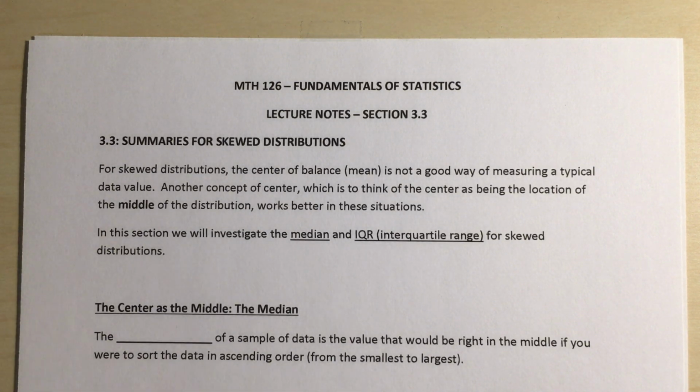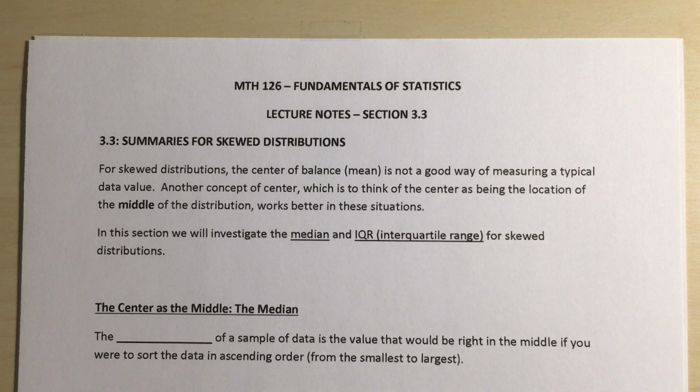The center of balance, or the mean, is not a good way of measuring a typical data value. Another concept of center, which is to think about the center as being the location of the middle of the distribution, works better in these situations. So what we're going to look at in this section is not the mean, we're going to focus on the median. And then instead of using standard deviation, we're going to use something that we abbreviate as IQR, which stands for interquartile range, which we'll talk a little bit about as well.